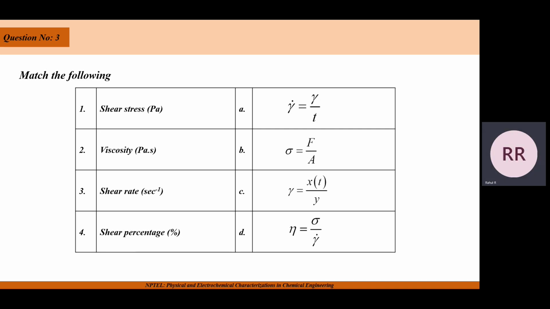Just think about it for a while and try to work it out. Then I will show you the answer. We have shear stress, viscosity, shear rate, and shear percentage, and their corresponding equations are provided on the right side. Kindly try to match those things. I hope you will get the answer.